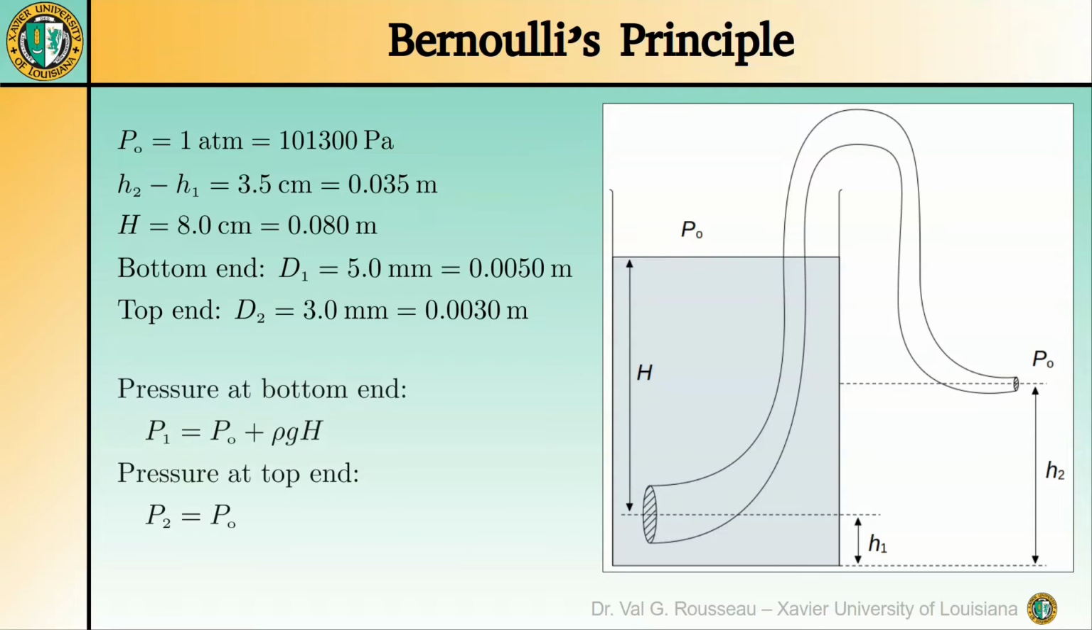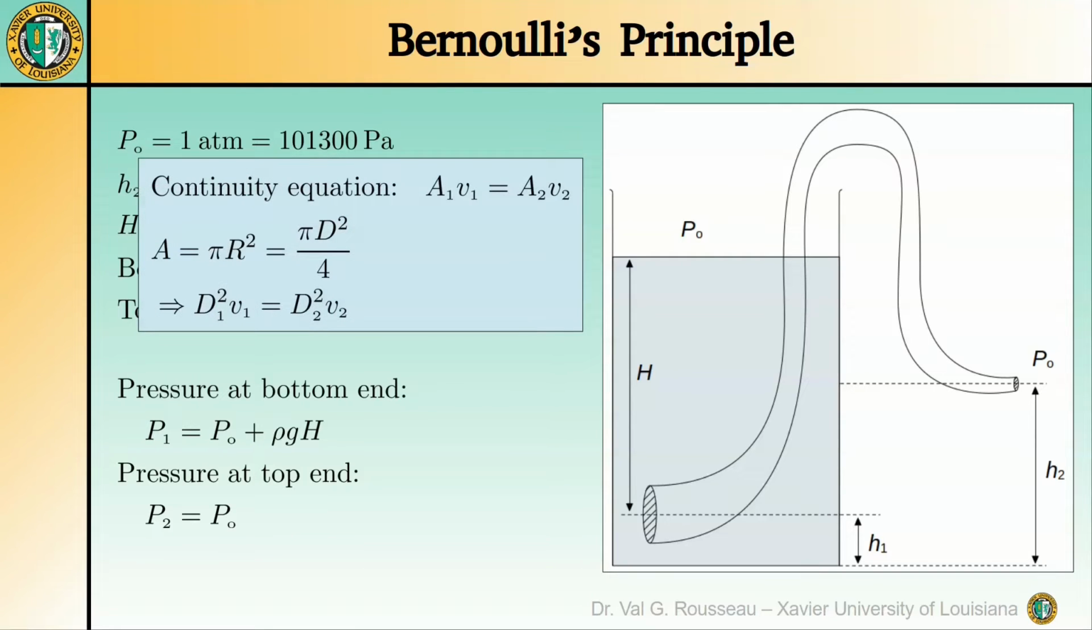The first thing we need to do is to determine the pressure at the lower end of the hose, and for this we use the formula for the pressure at depth. P1 equals P0 plus rho gh. The pressure at the top end is just the atmospheric pressure, so P2 equals P0.